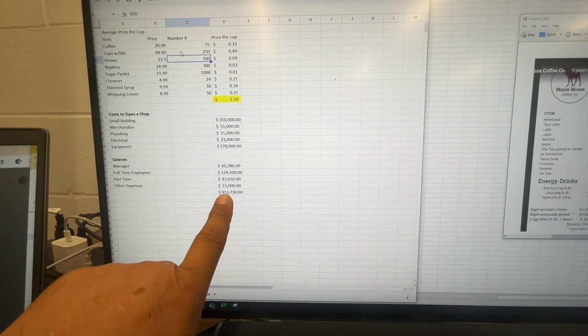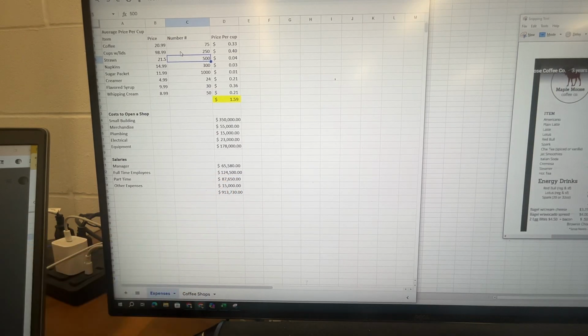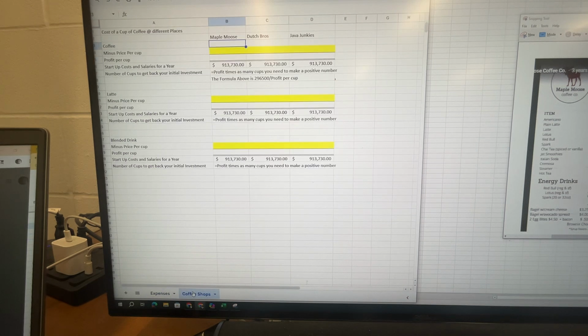So down here where it says $913,730, that's the number that we're looking at before we'll make a profit. So we're going to spend that much money on all of our shops. On the next slide, or the next tab right here where it says coffee shop, I've added 3 coffee companies, and we're going to use their amounts and their pricing to do the rest of this next part. So the first part is we're going to do the simple cup of coffee, then we're going to do a latte, and finally a blended drink.